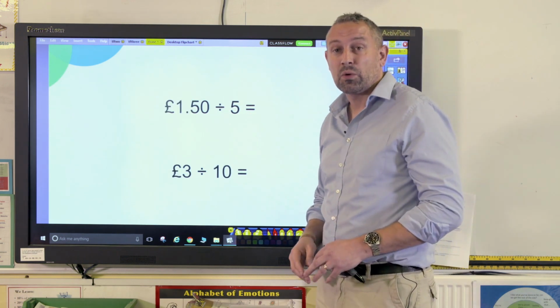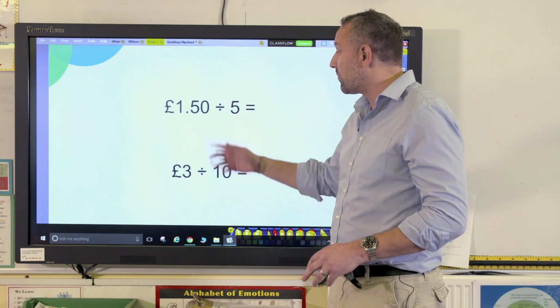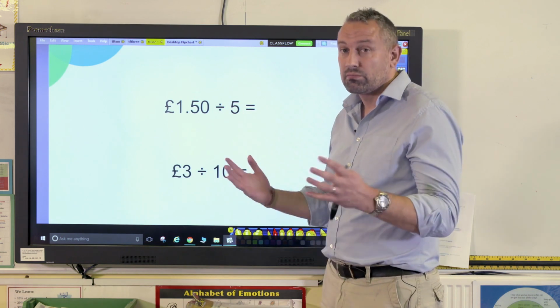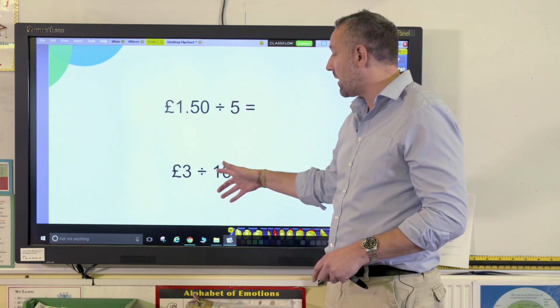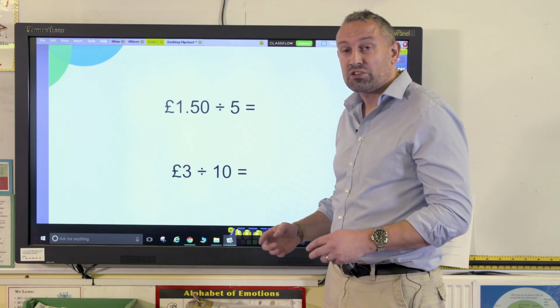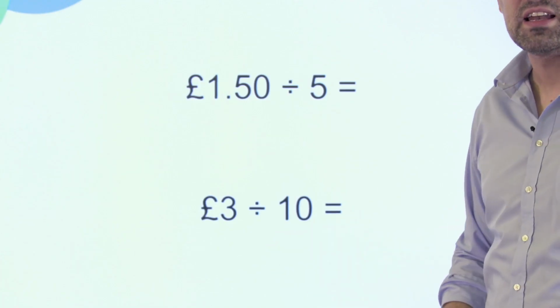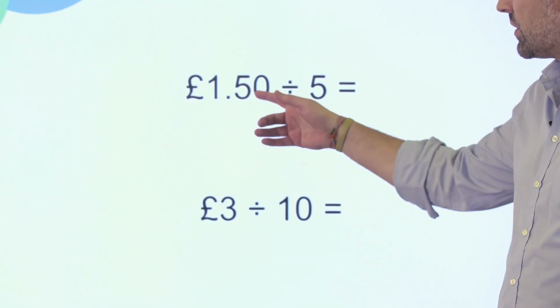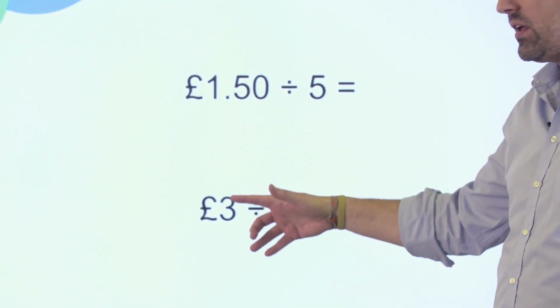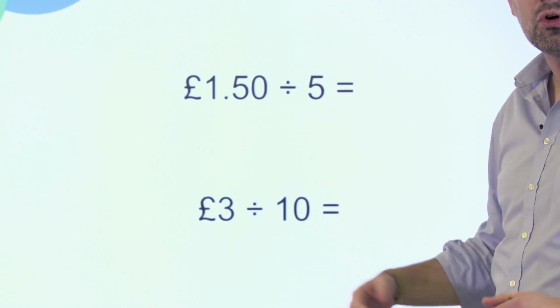Finally, one more. Let's look at involving money questions. So we have £1.50 divided by 5 equals a number, and we have £3 divided by 10. If you ask children which of the two they would prefer, the bottom one. Divided by 10 is a lot easier. And you can see that to get from £1.50 to £3, you double it, or you times it by 2.